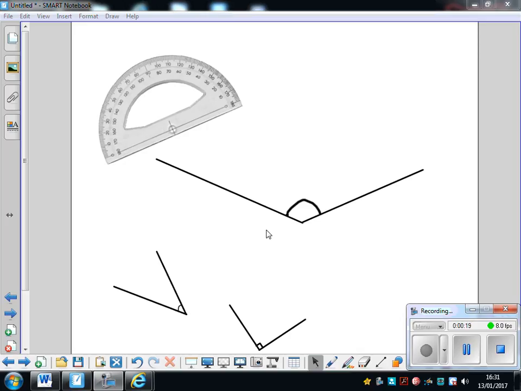Well, I think I'll make an estimate. I'm looking at that, like you said, it's bigger than a right angle, smaller than 180. I'm going to say that's about 140 degrees. That's my estimate. Right, so now it's time to measure it.